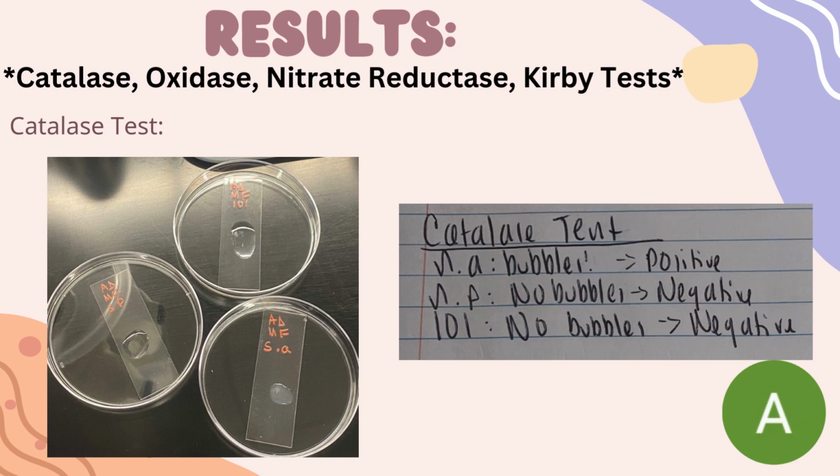The catalase test displayed a positive result for the S. aureus sample with the formation of bubbles after the addition of hydrogen peroxide. On the other hand, the catalase test displayed negative results for S. pyogenes and the gram-negative unknown sample 101. These 2 tests ultimately did not display the formation of bubbles after the addition of hydrogen peroxide.